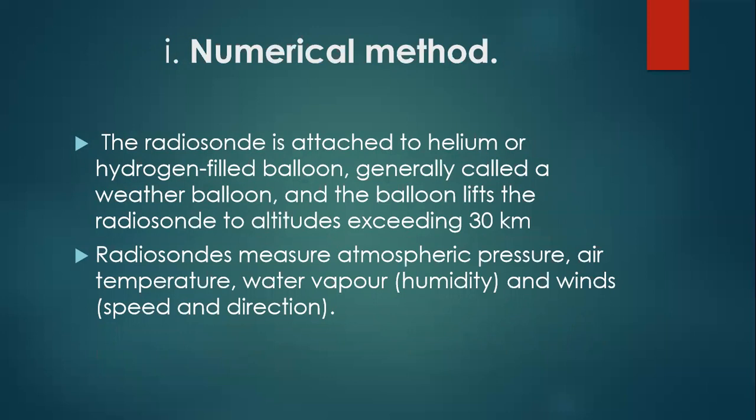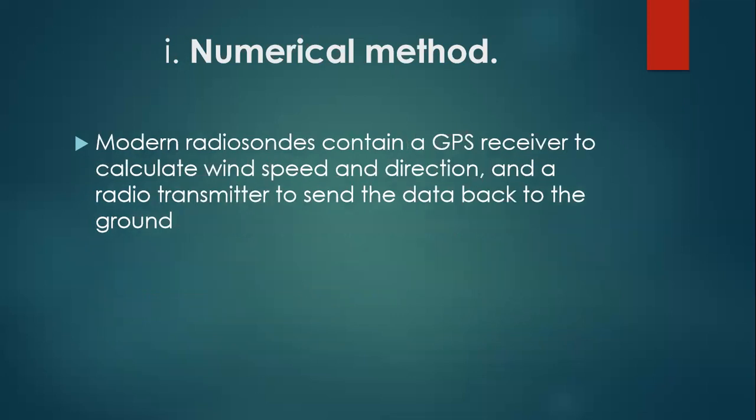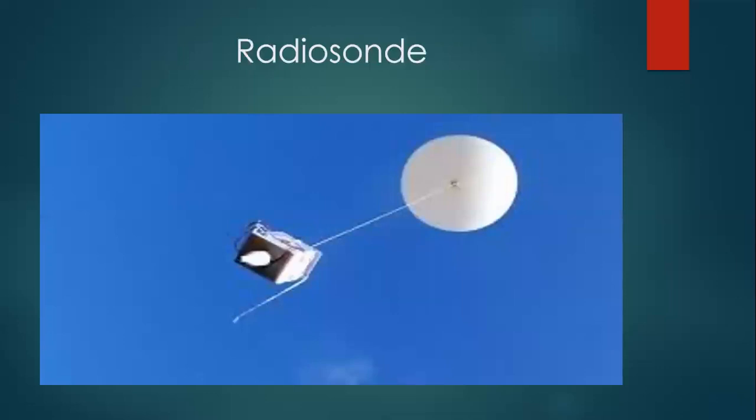Now, the radiosonde is attached to a helium or hydrogen filled balloon generally called the weather balloon. The balloons are lifted to altitudes exceeding maybe 30 kilometers, carrying this radiosonde. The radiosondes measure the atmospheric pressure, the air temperature, water vapor, that is humidity, and the winds, which are the speed and the direction. We've already discussed all these elements of weather, ways of measuring them, and their concepts. Now, the modern radiosonde contains a GPS receiver to calculate the wind speed and direction, and a radio transmitter to send the data back to the ground. So that's all about the first method, the numerical method. That's how the radiosonde looks.